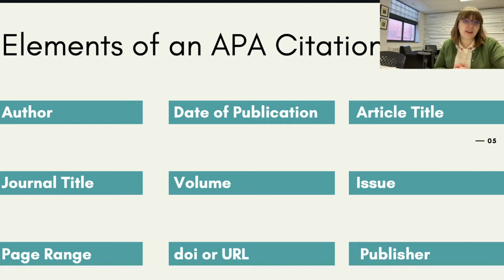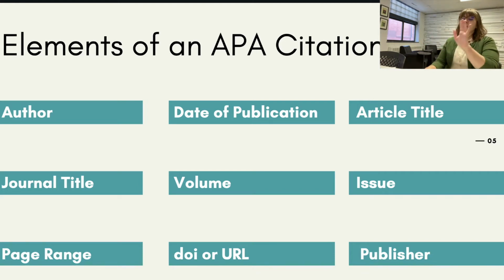Volume and issue is another thing that I want to highlight. So volume speaks to the amount of years that journal has been publishing, and issue speaks to how many times it's published in a single year. So some of these things like article title, journal title, volume, and issue are only relevant to journal articles, and you don't have to use them when citing books and things like that. But you want to make sure you know what the difference is between those things.